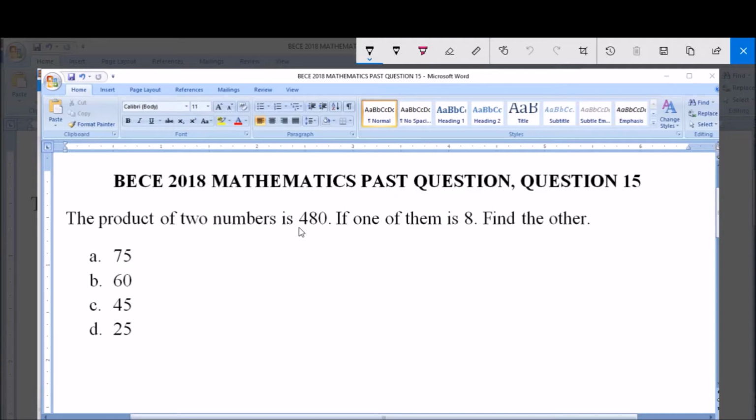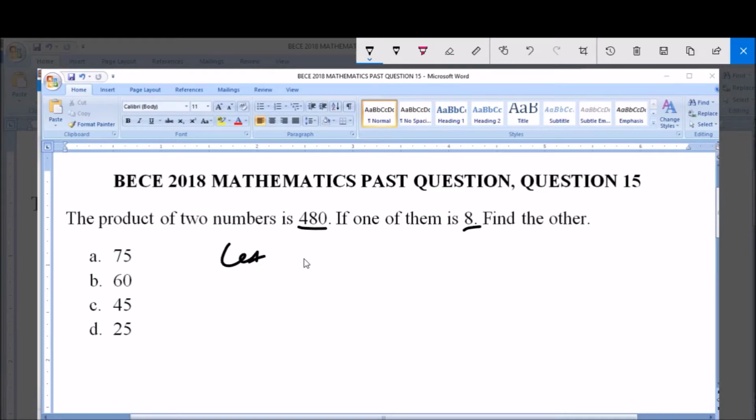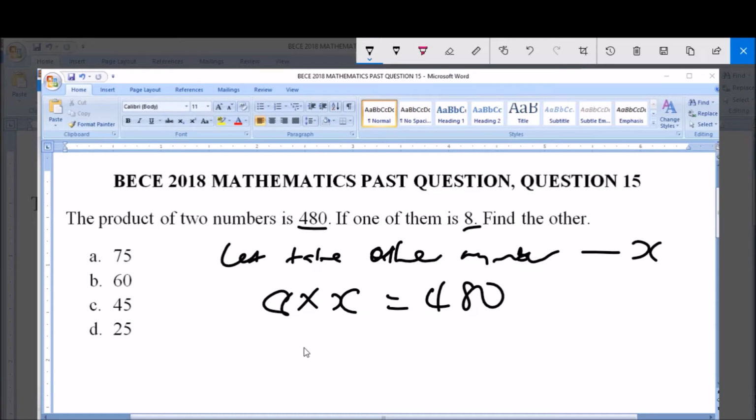This is just a simple word problem which can be represented in an equation. Now, one of the numbers is given to be 8. We have to find the other. Now let the other number which you are looking for be x. Now we have that 8 times x will give us what? 480. 8 times x is equal to 480. This is the same as saying 8x is equal to 480.